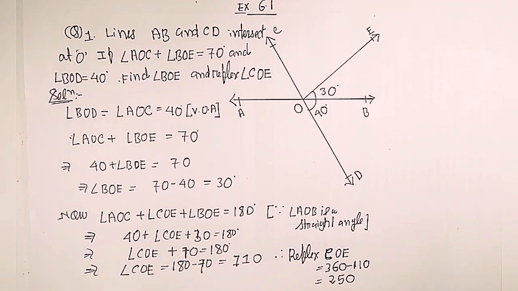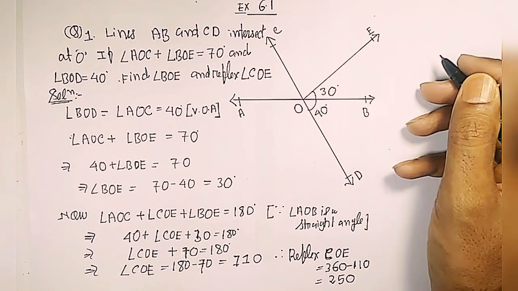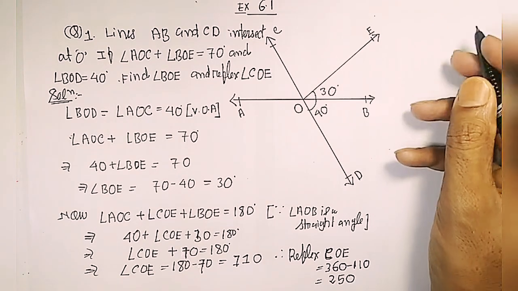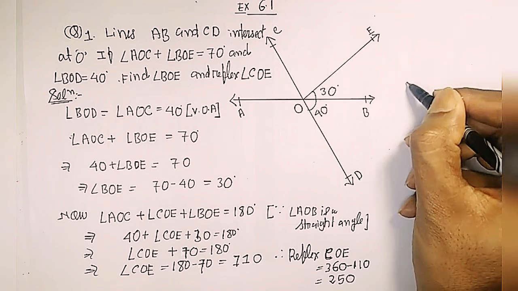So before going to exercise 6.1, let us recall some previous concepts. The first concept is what? Vertically opposite angles. You should know what we mean by vertically opposite angles.